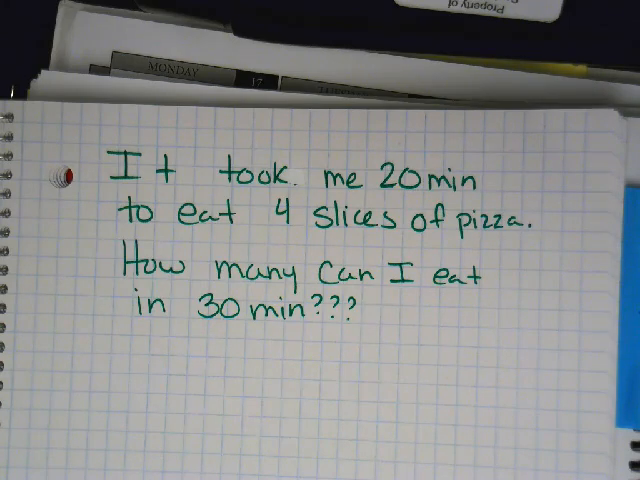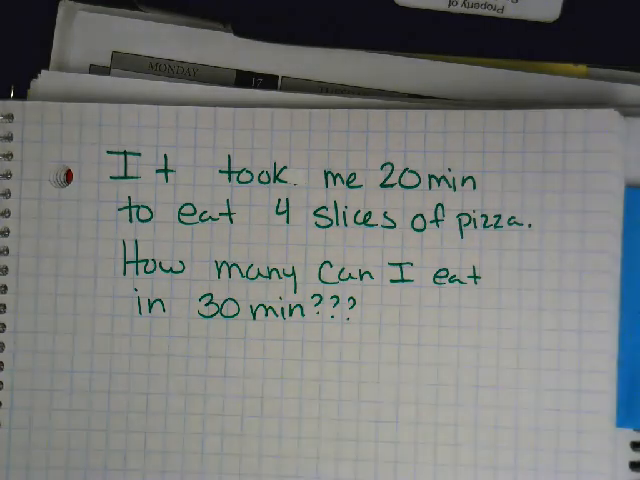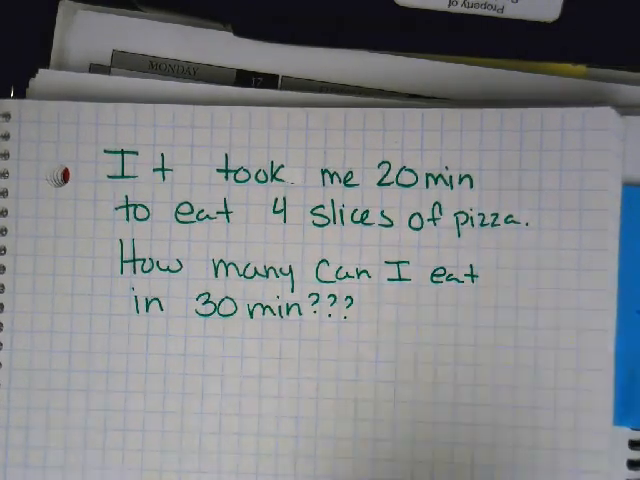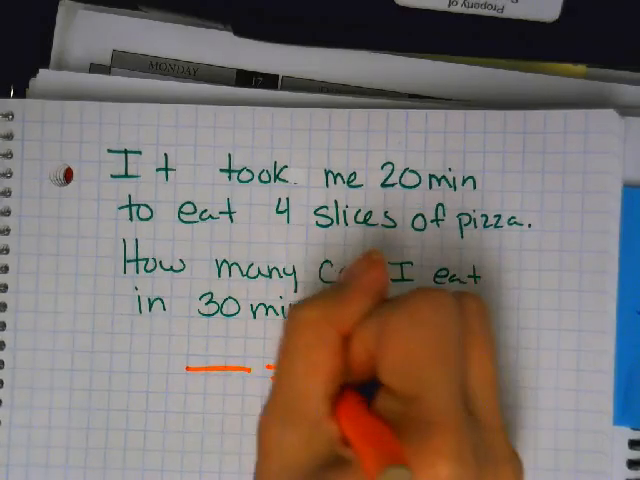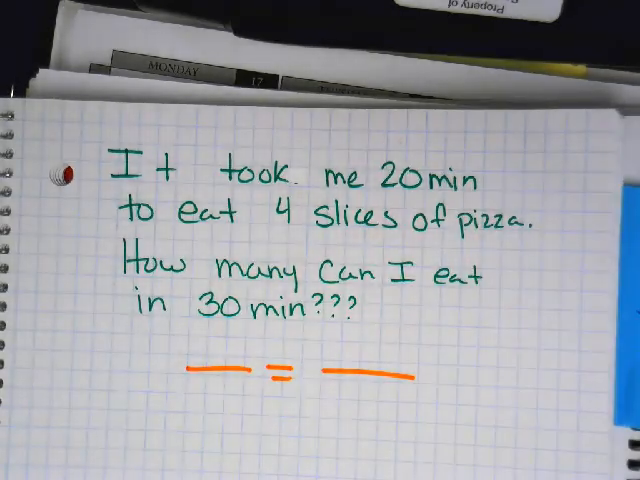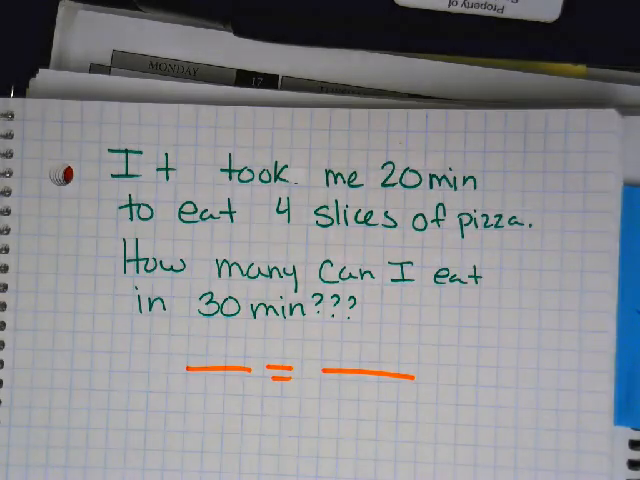It took 20 minutes to eat 4 slices of pizza. How many can I eat in 30 minutes? Okay, so we're going to set up a proportion. I already taught you how to solve, now I'm going to teach you how to set one up. Now, the easiest way. This is our first fraction, right? What are the numbers that go there?